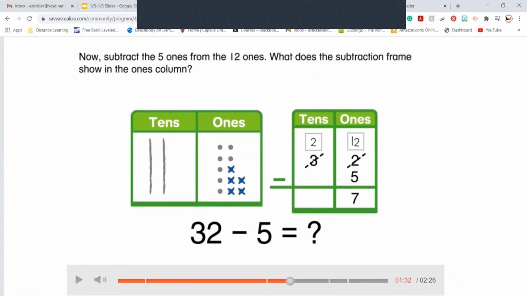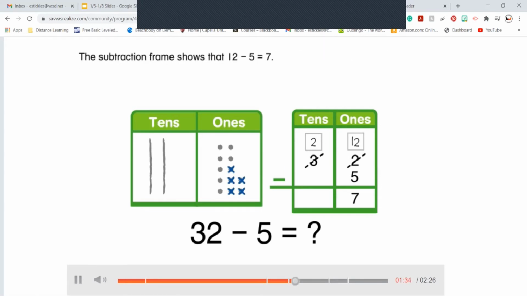In the ones column of the subtraction frame, it shows the 12 ones minus the 5 ones that we want to take away. The subtraction frame shows that 12 minus 5 is equal to 7. Great job!